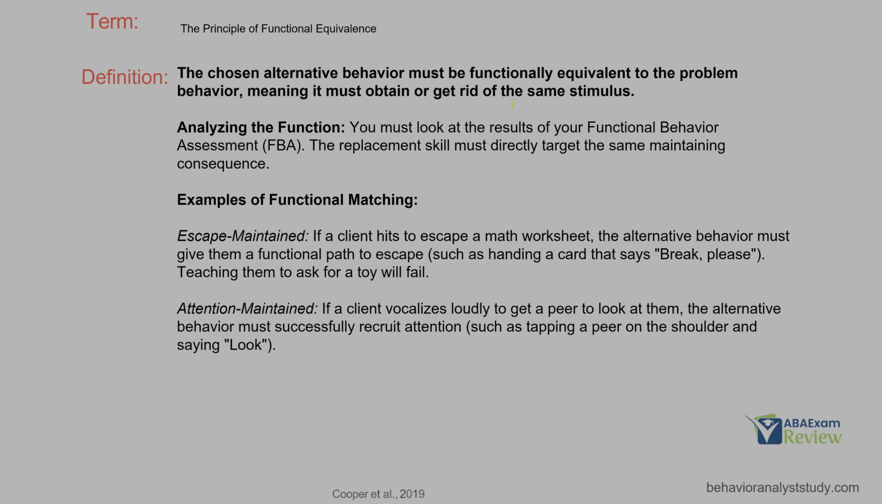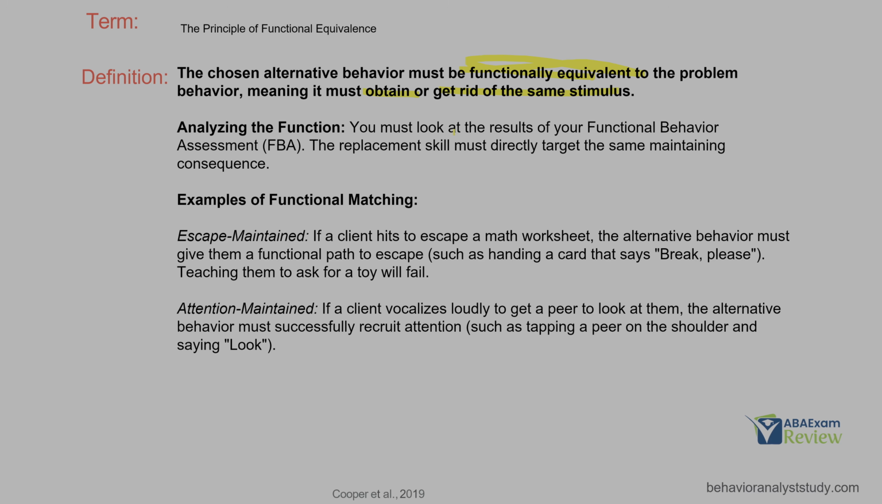When we choose alternative behaviors, they must be functionally equivalent. If you're reducing a behavior that happens for a tangible, that replacement behavior needs to obtain a tangible. Attention and escape, automatic is the same thing. Behavior often happens to gain or get rid of something. Now, how do we figure that out? Well, we do FBAs. We determine the function of that behavior for decrease, and then we choose another behavior that can replace it and meet the same function.